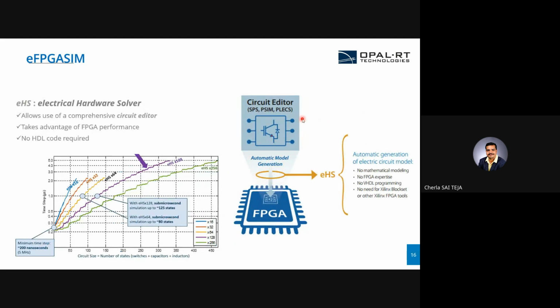So that's where we have this electric hardware solver, EHS. It's abbreviated for electric hardware solver. So what it does is, it will take the circuit model. It might be an SPS based model or PSIM based converter or Flex based model. It will directly take that converter, and the best part is it will automatically generate the code which is required to run the model on an FPGA.